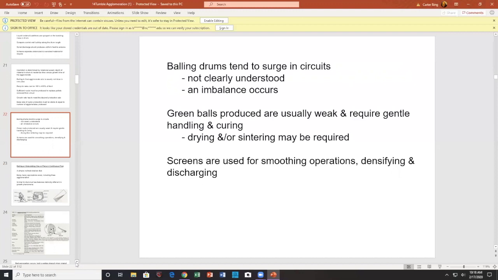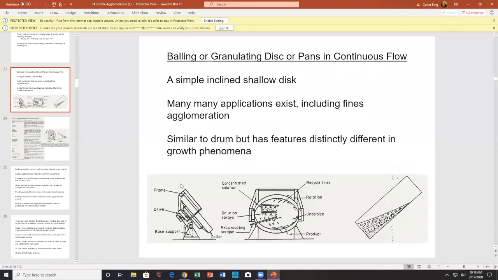Going to a pan pelletizer or disc pelletizer, we have this situation. Basically, if I look, it's just a simple inclined shallow disc. Many, many applications exist, including fines agglomeration. Similar to a drum, but has features distinctly different in growth phenomena. So if I look at this rotating pan, I see the height, which they call a collar here. And then I have a reciprocating scraper here. I have sprays. I have a concentrated liquor of some sort. Somewhere I have recycled fines. All right. Somewhere I got to put the fines in.